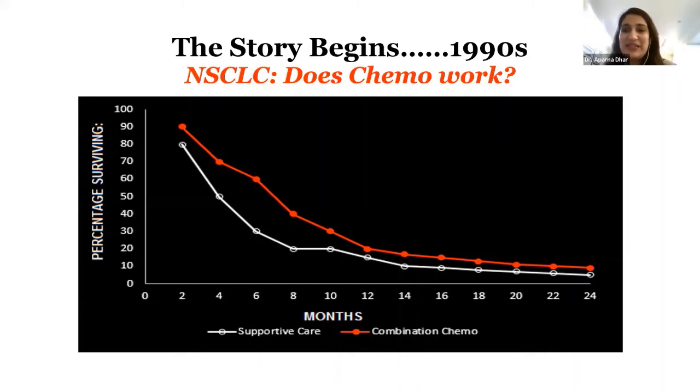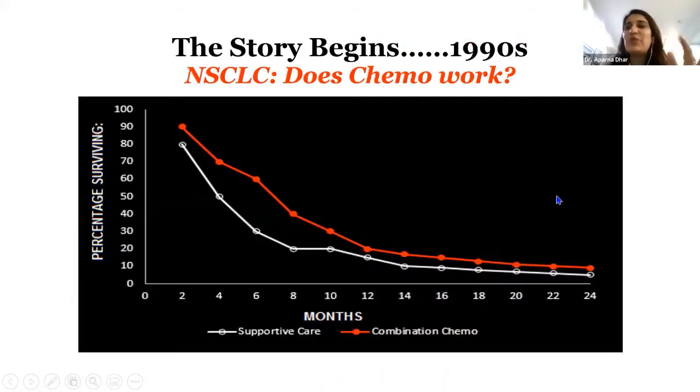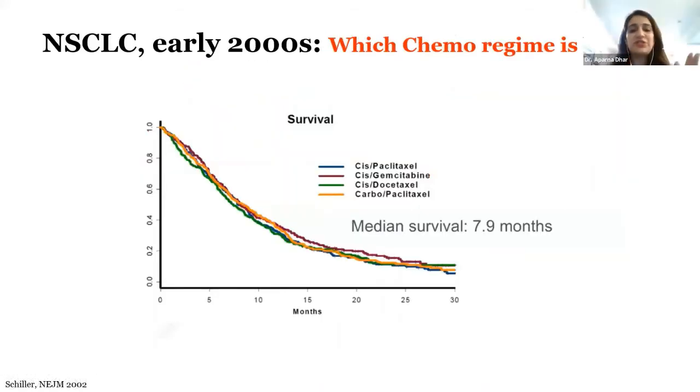So next, please. By the early 2000s, we decided that chemotherapy was the treatment of choice, and we played around with a number of regimens and identified that honestly, it didn't matter which particular cocktail of chemotherapy you gave, the outcome was fairly similar, fairly poor. It just had a median of, I think, 7.9 months of which a patient would survive with treatment.